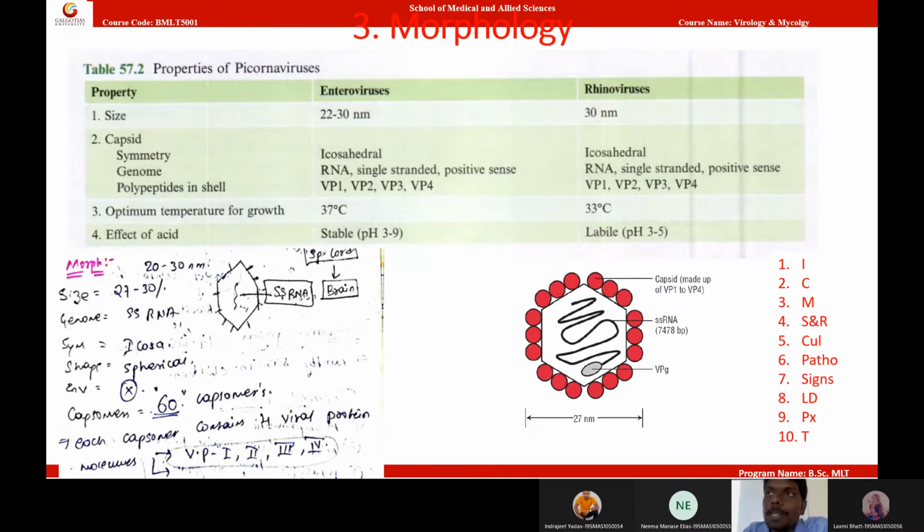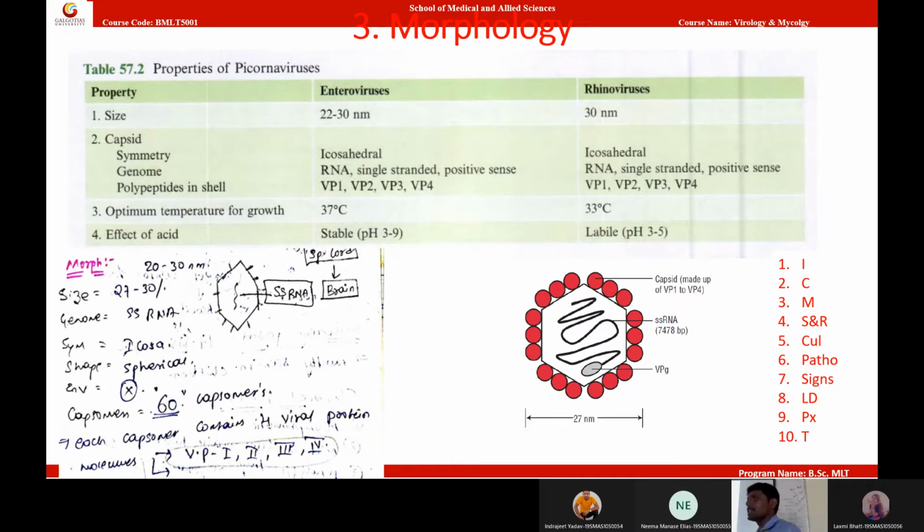Genome, single stranded RNA. Viral specific proteins, VP1, 2, 3, 4. Okay, there are 4 viral specific proteins. Envelope absent.